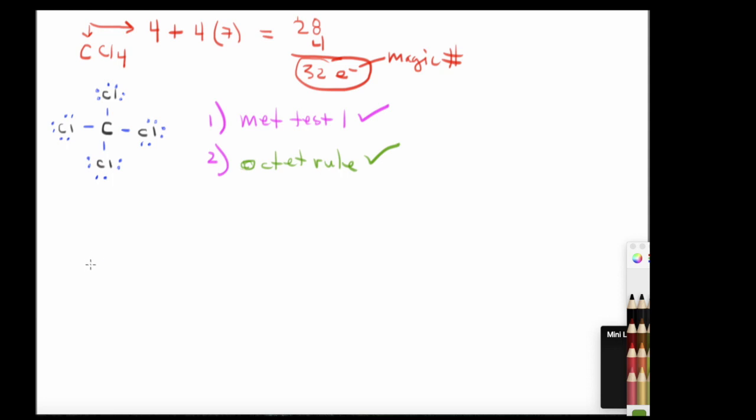Now we're going to move to the elemental forms of some elements. We'll start with O2. And again, we're going to count the total valence here. It's going to be 2 atoms of oxygen. It's out of group 6, so the grand total is going to be 12 electrons. That's the magic number. Now, in this molecule, we're going to see how the steps are used to arrive at the correct structure.